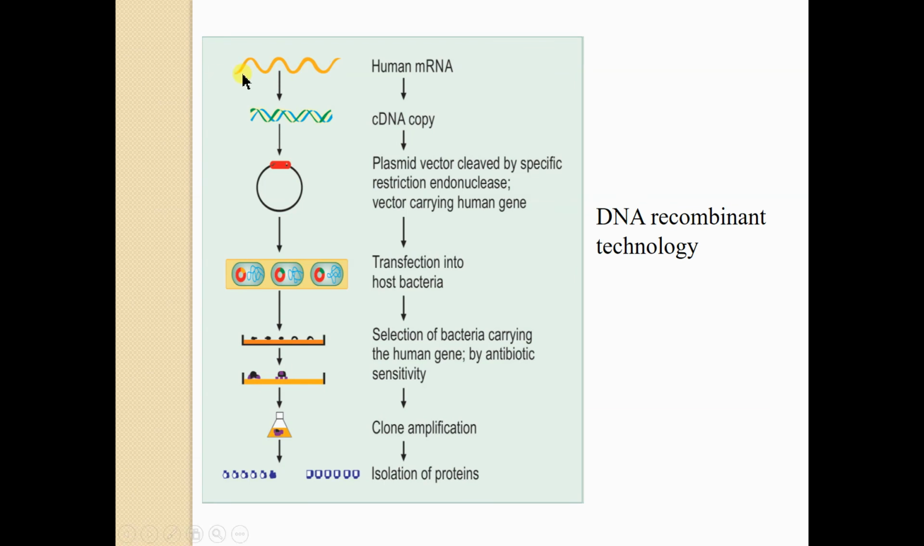First, what we have done: we have taken the whole human mRNA. From this human mRNA, we have synthesized the complementary DNA. Then this complementary DNA and the plasmid vector are acted upon by the restriction endonuclease enzyme, and then they are both ligated by DNA ligase.